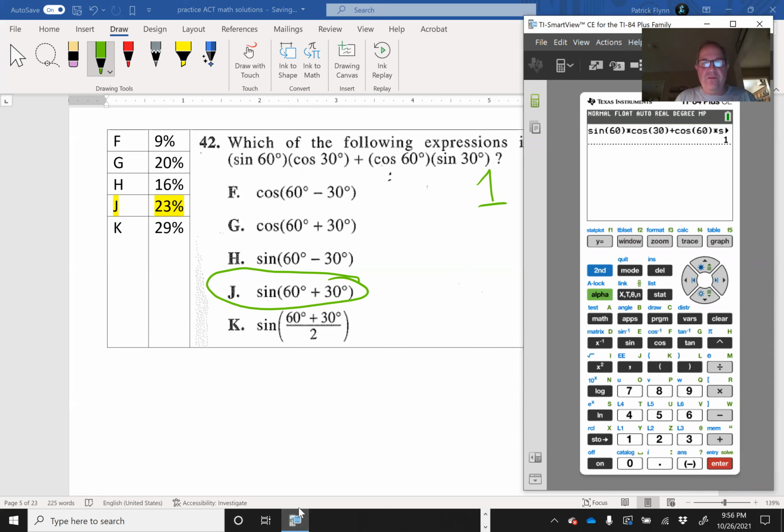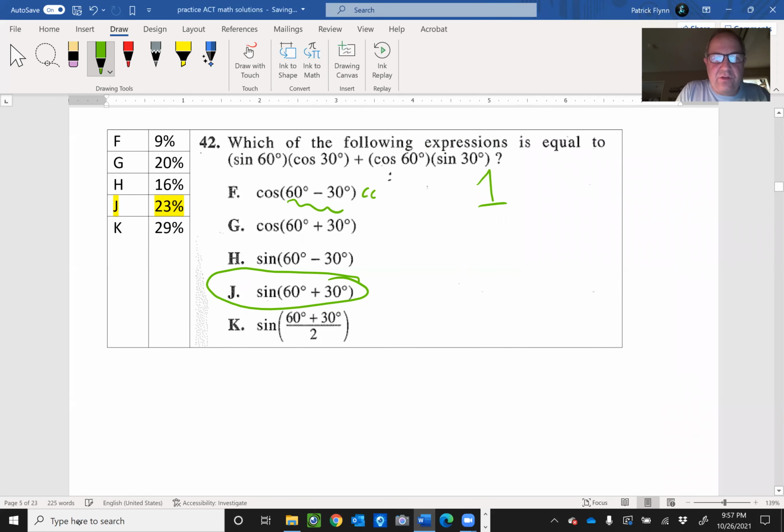Now, if you know the sum and difference one, or if you know your special triangles, you can work this out, right? So instead of figuring out typing this in, I'm just going to do cosine of 30, right? Because isn't 60 minus 30 equal to 30?